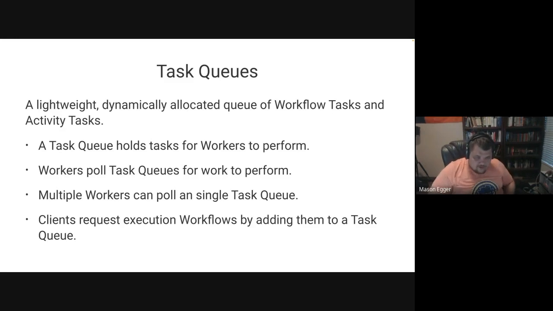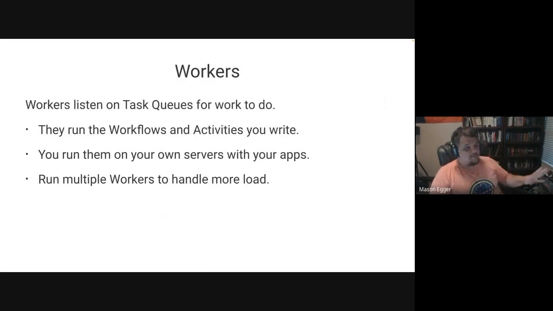Okay, am I getting ahead of myself again? I am. So let's talk a little bit about the workers. The workers listen to the task queues for the work to do, so they run your workflows and your activities. This is the most important part, and I probably should put this in bold: you run them on your own servers and with your own applications. So you are 100% in control of running your workers. Even if you're using the Temporal Cloud product, which we will talk about very briefly, you run your own workers, and you could run your own cluster if you're self-hosting. You can run multiple workers to handle more load. So this is where the scaling part comes in.